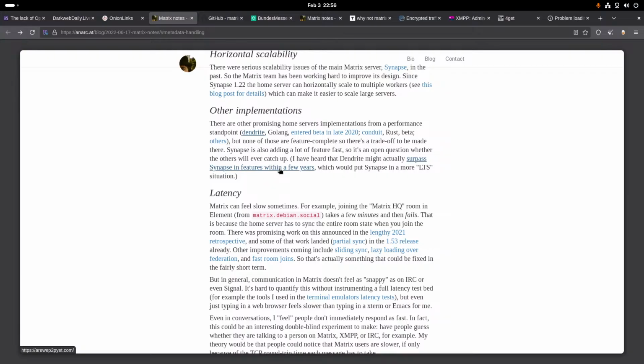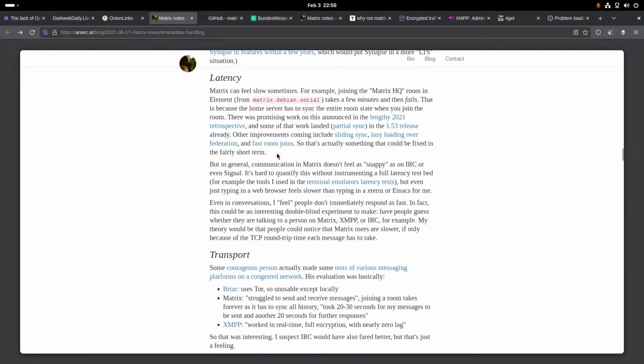Matrix can feel slow sometimes. For example, joining the Matrix HQ room in Element takes a few minutes and then fails. That is because the home server has to sync the entire room state when you join the room. There was promising work on this announced in the 2021 retrospective, and some of that work landed in the 1.53 release already. Other improvements coming include sliding sync, lazy loading over federation, and fast room joins. So that's actually something that could be fixed in the fairly short term.